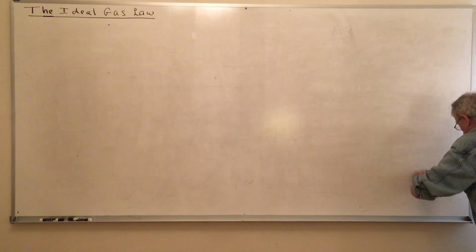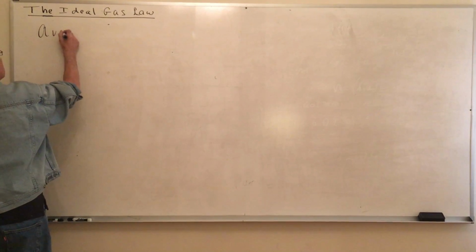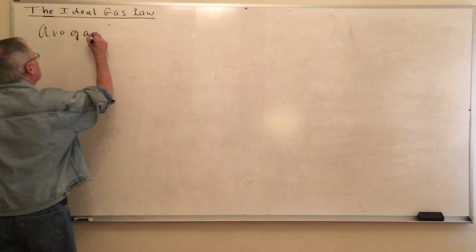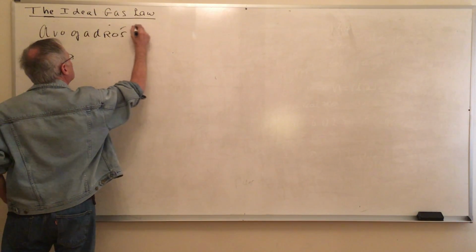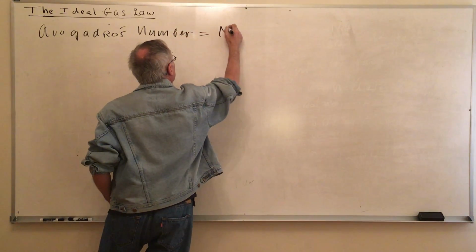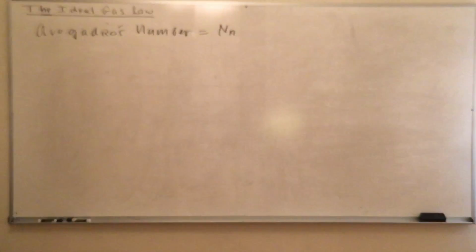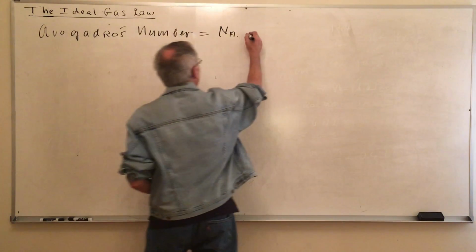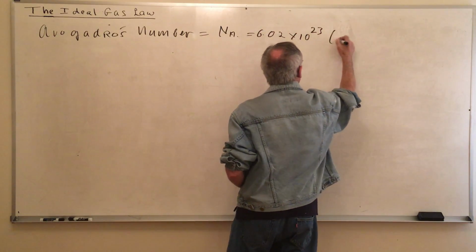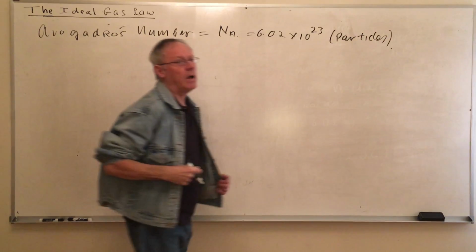So we're looking at Avogadro's number. Amedeo Avogadro was Italian. N subscript A will always be there to denote Avogadro's number. Why is it this value?